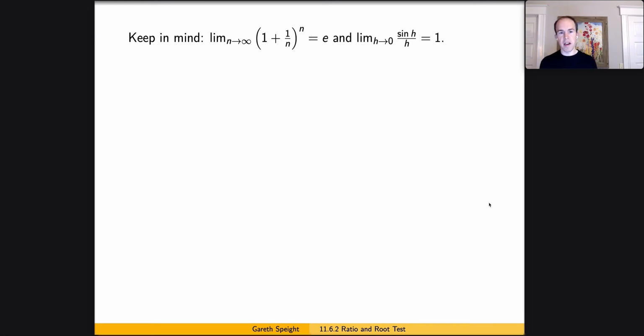Okay, let's see a more complicated example. So useful to keep in mind, the limit as n tends to infinity of (1 + 1/n)^n is equal to e. So I believe we saw this somewhere in calculus. This is a non-obvious limit, so this is just worth knowing. And also the limit as h goes to 0 of sin h divided by h is 1. So I believe this one was also in Calc 1. When you look at the derivative of sine, you need this formula.